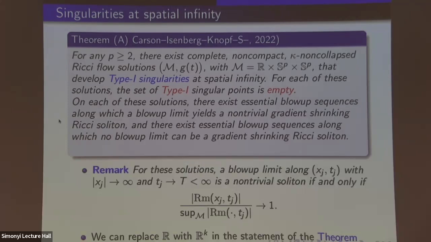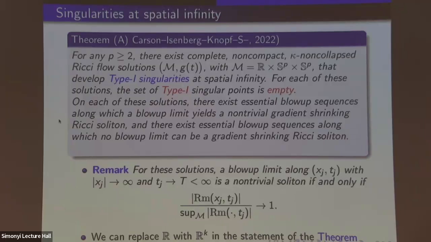And on each of these solutions, you can find an essential blow-up sequence along which you can rescale, and the blow-up limits converge to a non-trivial gradient shrinking Ricci soliton. But at the same time, you can also find essential blow-up sequences along which no blow-up limit can be any Ricci soliton. So this is really crucial in their theorem: this essential blow-up sequence has to converge to a point on your manifold. If that's not the case, then you can hook up an example where these things can happen.